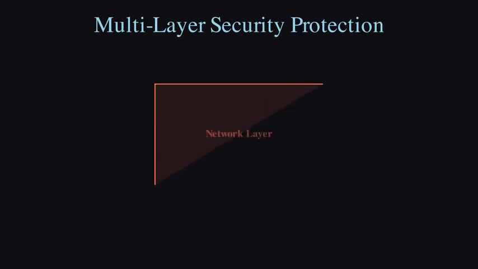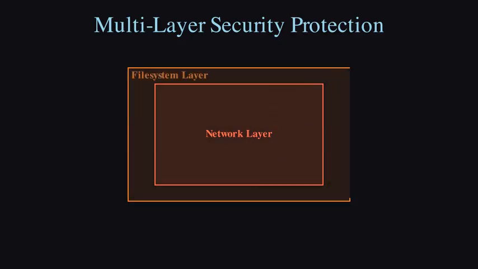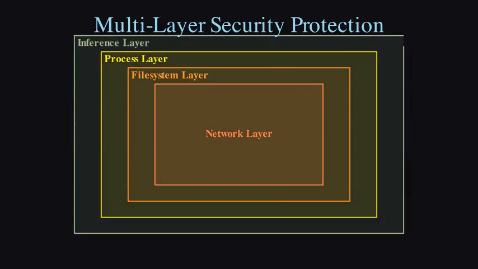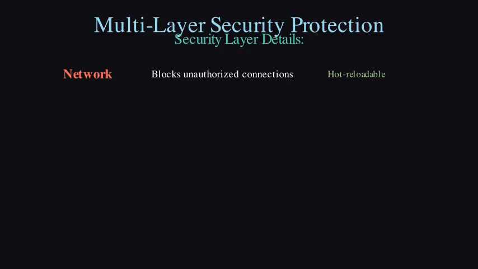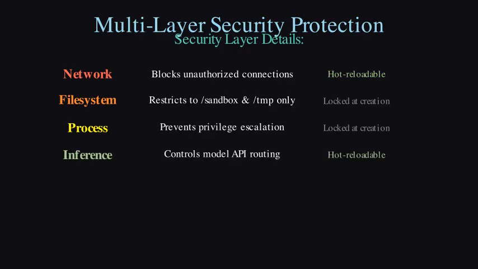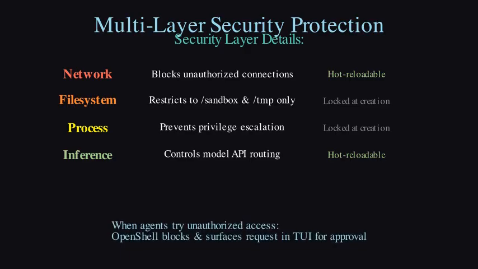NemoClaw implements a comprehensive 4-layer security system to protect your environment. The network layer blocks unauthorized outbound connections and is hot reloadable at runtime. The file system layer prevents reads and writes outside the sandbox and TMP directories, and this protection is locked at sandbox creation time. The process layer blocks privilege escalation and dangerous system calls, also locked at creation. Finally, the inference layer reroutes all model API calls to controlled backends and can be hot reloaded during runtime.